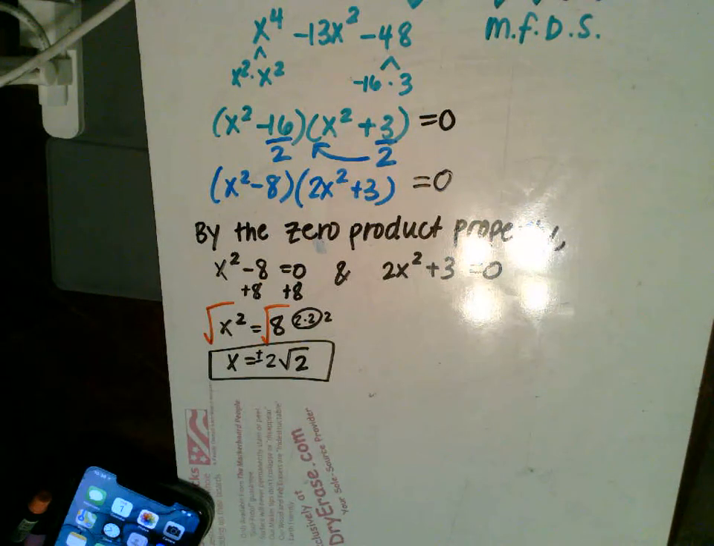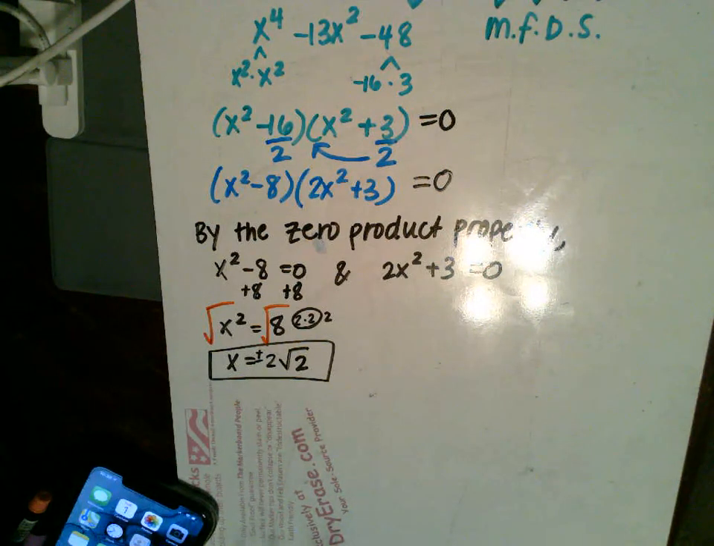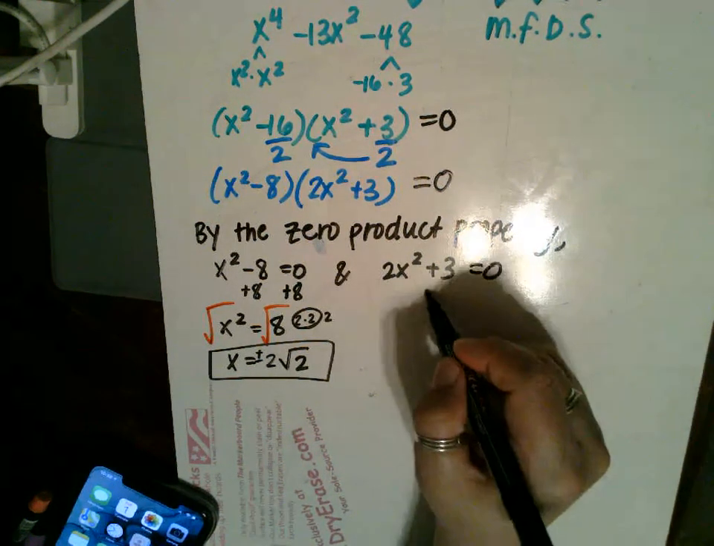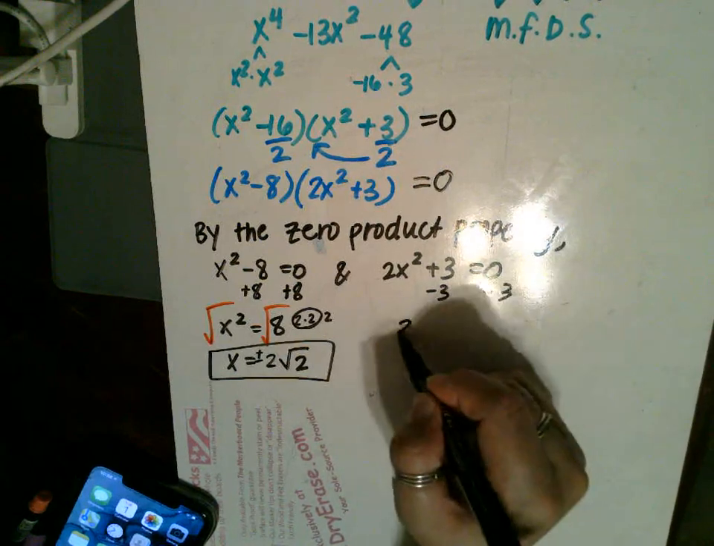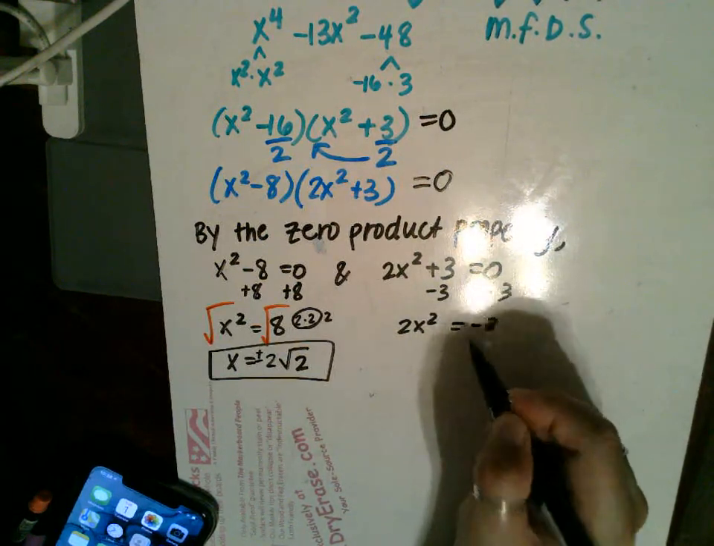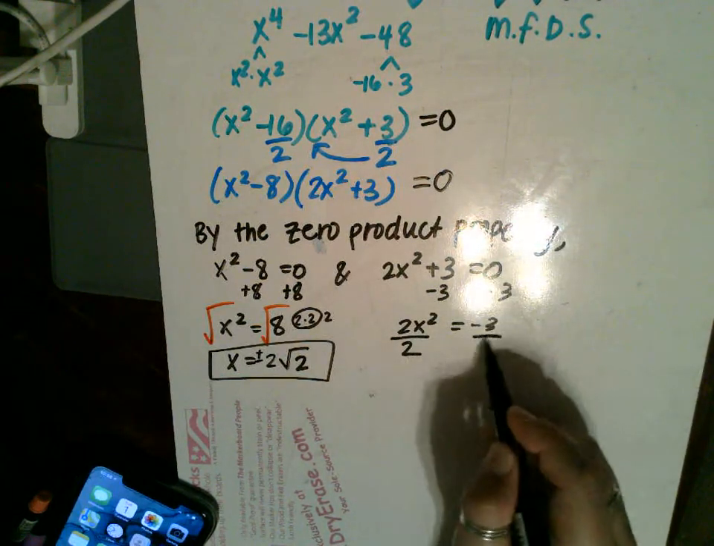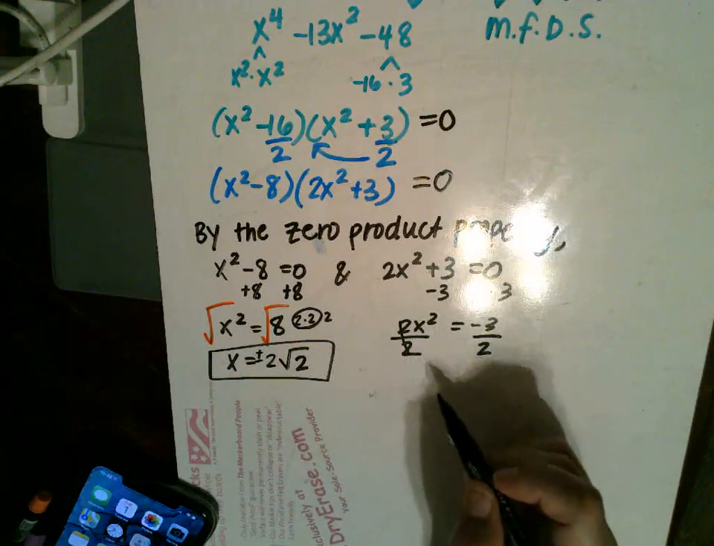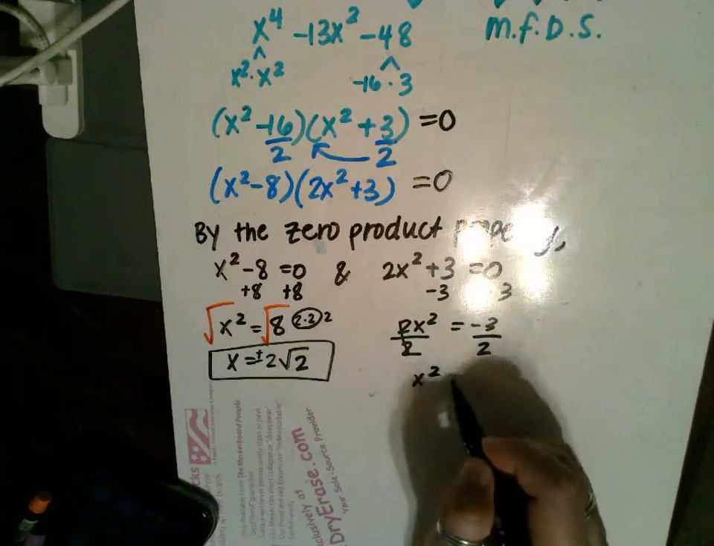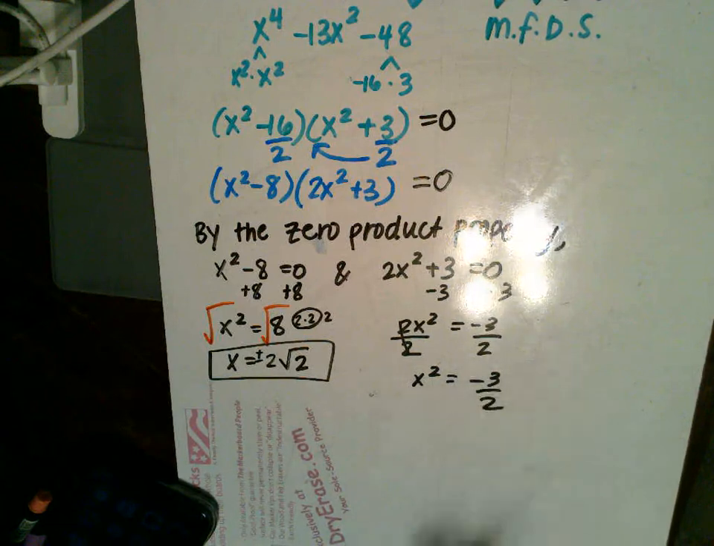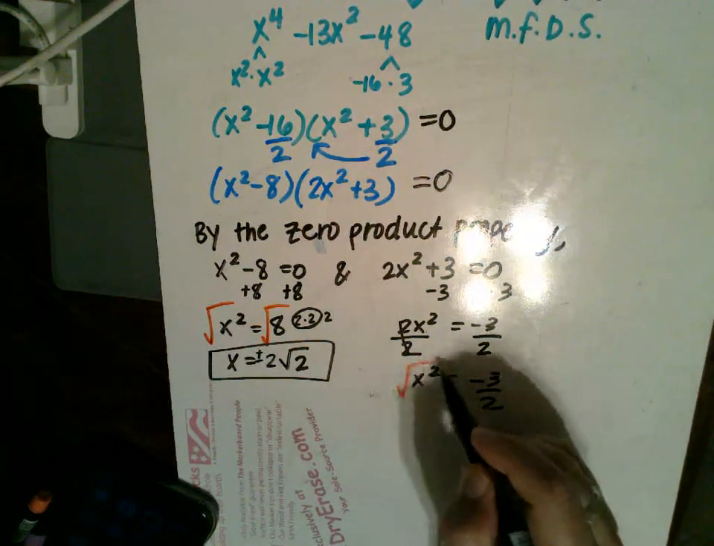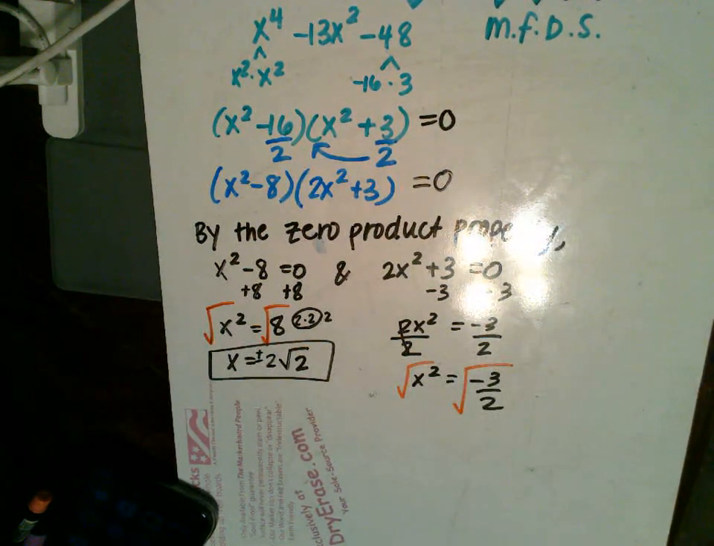Now I follow a pretty similar process for the second factor, 2x squared plus 3. Subtract 3 on both sides, I get 2x squared equals negative 3. Got to get x squared alone, so I divide both sides by 2, and I get x squared equals negative 3 over 2. And again, I take the square root of both sides.